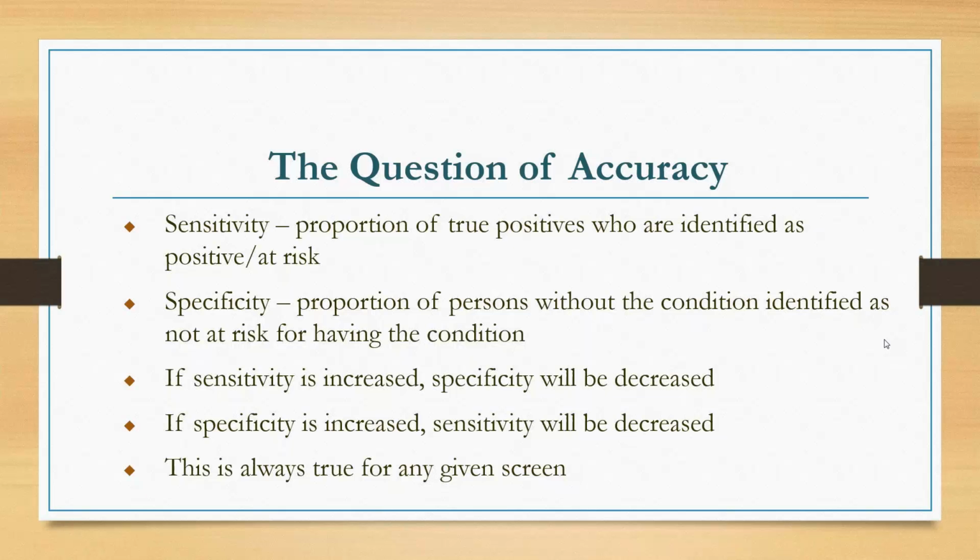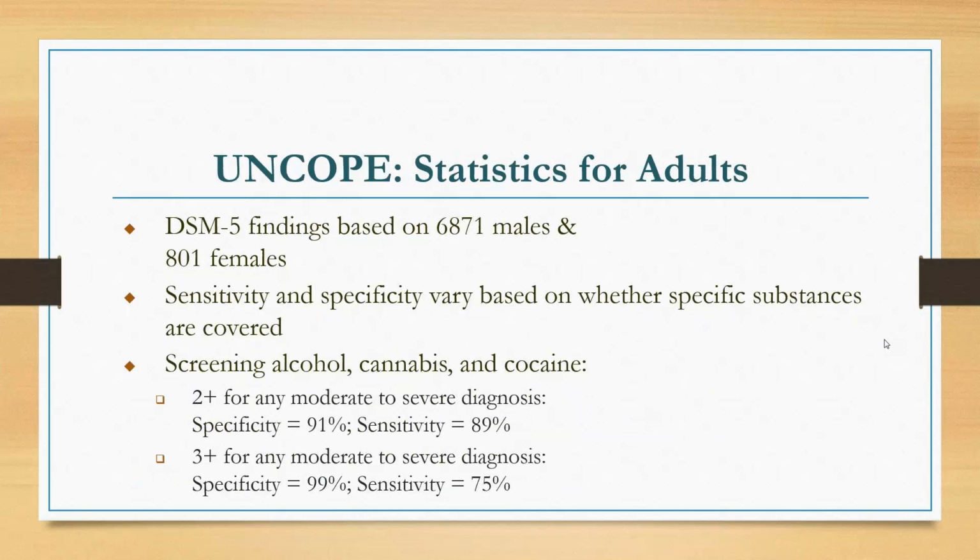And this is true for any given screen. It's not anything that you can do anything about. You cannot simultaneously increase sensitivity and specificity on the same screen. If you increase one, you decrease the other. If you decrease one, you increase the other. So there's not much you can do about that.